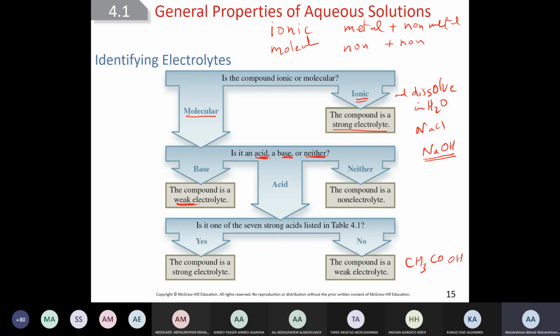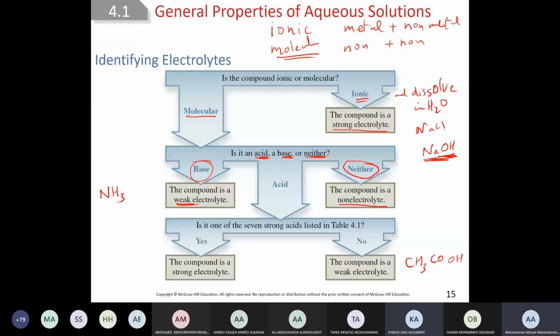If it is base, not like NaOH, because NaOH is ionic, but give me a base which is molecular. NH3, exactly, which we just talked about a while ago. Is this going to be strong or weak electrolyte? Weak electrolyte. If it's neither, then it will be non-electrolyte.